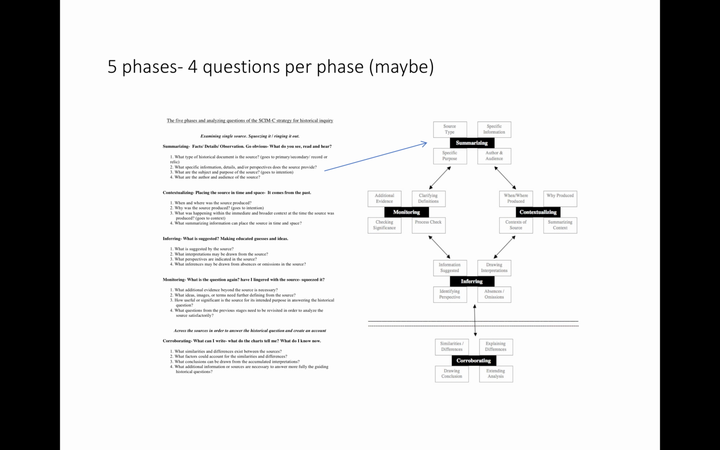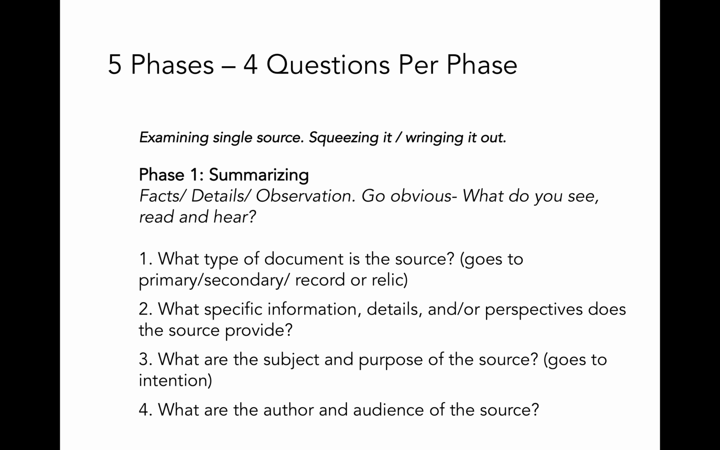So let's drill inside of it and look at the summarizing phase first. This is the summarizing phase. You're really examining a single source. When you summarize, you're looking for facts, details, and observations. You want kids to be really obvious at the summarizing stage, and these are the specific questions that you'd put in front of kids to answer. Okay? What type of source or what type of document is the source, etc.